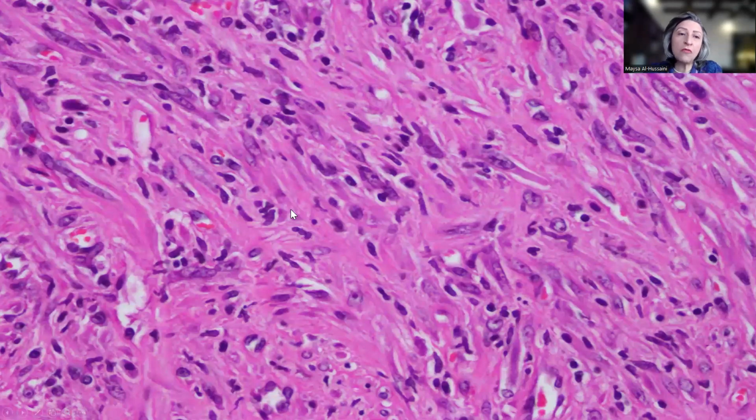And another focus where, again, there is this proliferation of the spindle cells. In most of the sections that I showed you, there was no evidence of mitosis apart from a single mitotic figure that could be identified, no necrosis, and the pleomorphism was not severe or marked in any of the slides that I shared with you.